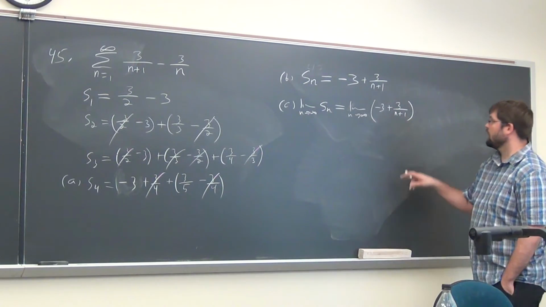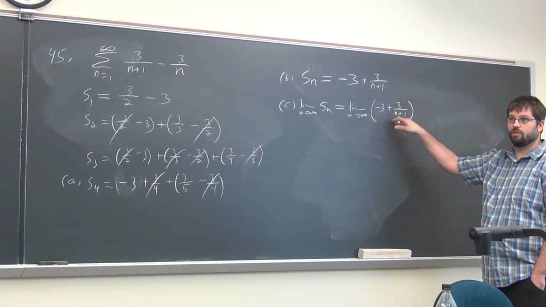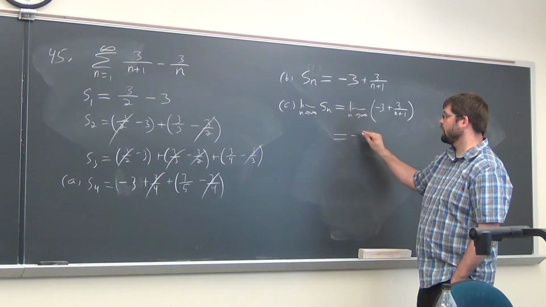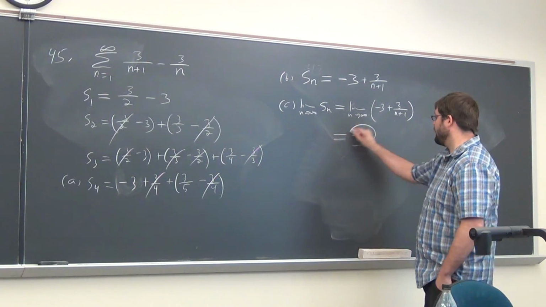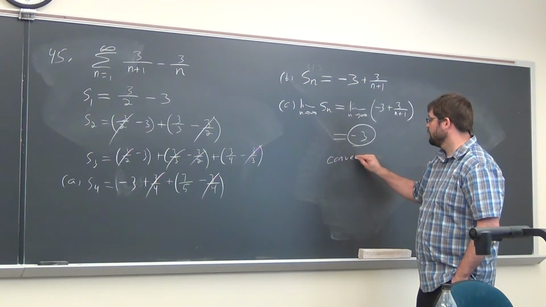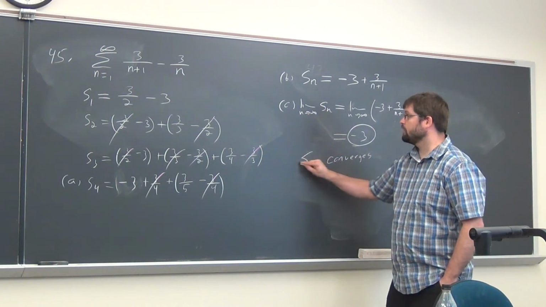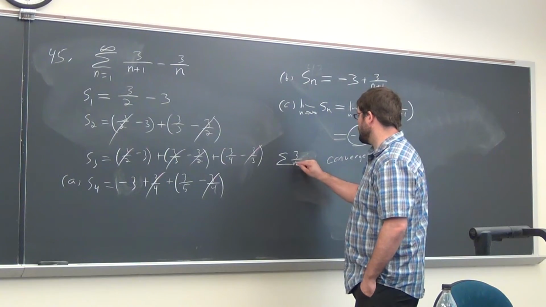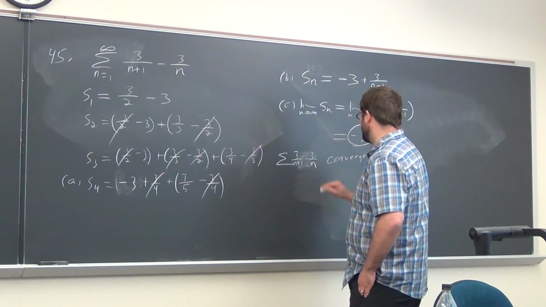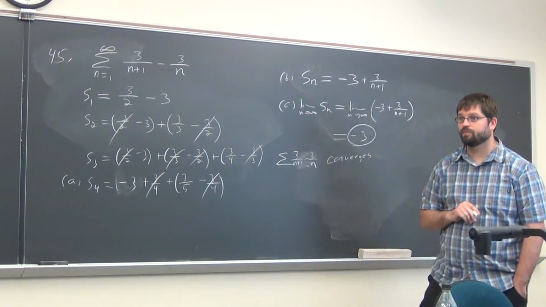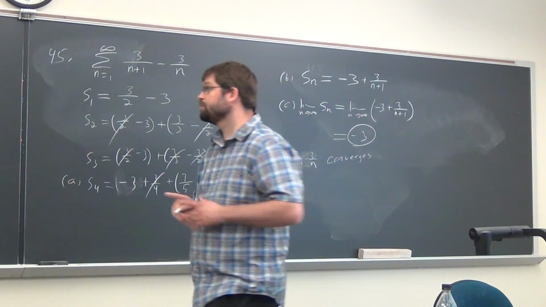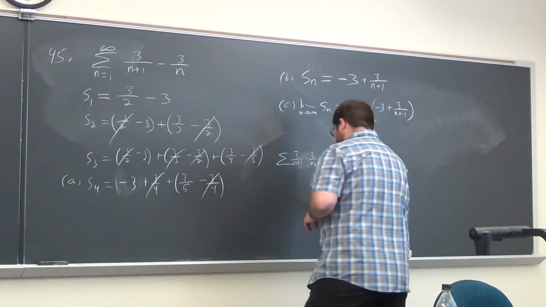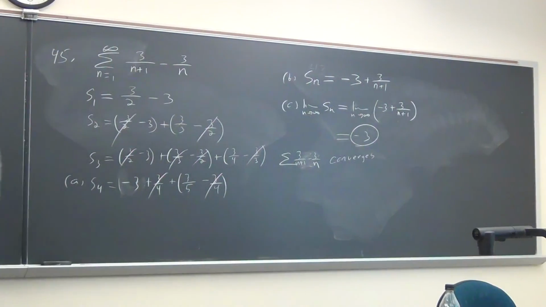And again, what happens here? 3 over n plus 1 goes to 0. So the whole thing should go to -3. And so that's the value, and in particular, the series, 3 over n plus 1 minus 3 over n, converges. Is that okay? Yeah. All right. Okay, I'll stop there for 2.